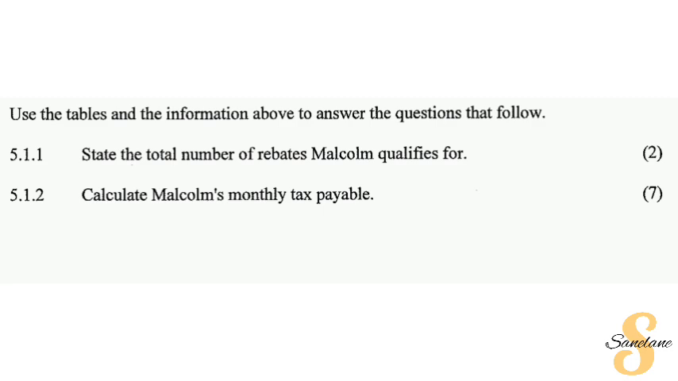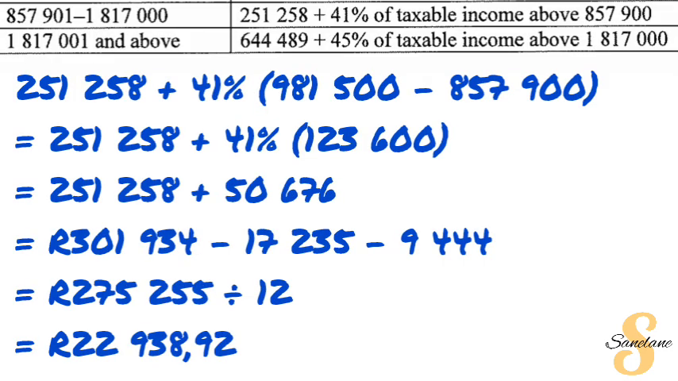That's going to take us back to our table 8. Remember, we had already determined which tax bracket he falls under. So that column has done its part. It was for us to determine which tax bracket. We now know our calculations have to start with 251,258 plus 41% of the amount that is above 857,900. To get that amount, we simply take his annual income, which is 981,500, and we minus the amount above. Then we start by solving what is inside the brackets first.